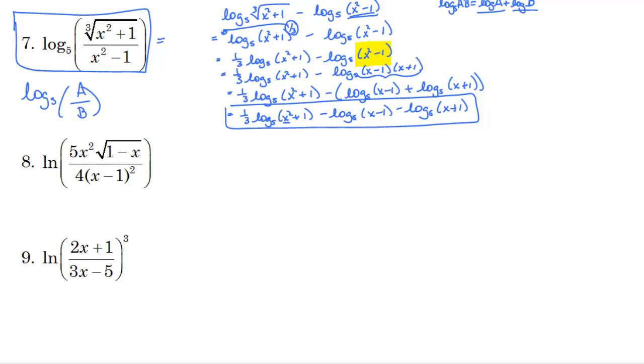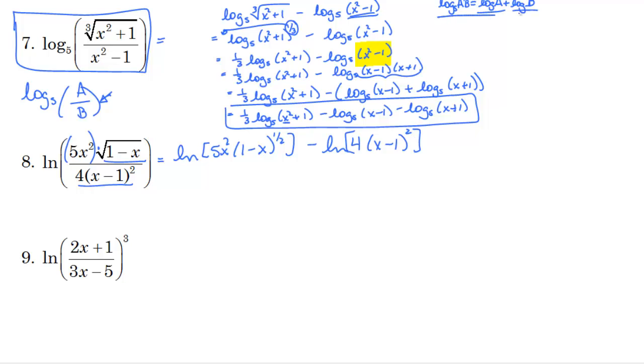Same type of thing. You notice we have this multiplied to that, divided by that. And we have the natural log. That's just base e. So we're going to start out with the same property here, subtraction. So this would be the natural log of 5x squared times 1 minus x to the 1/2 power. I'm going to go ahead and take that square root as a half power, minus the natural log of 4 times x minus 1 squared. And that's the natural log of all of that.